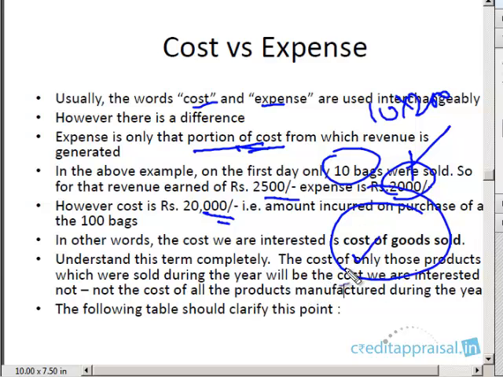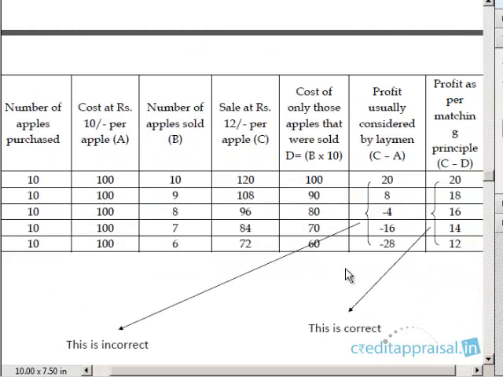Please be very clear on this term, right? Let us take a small table, which I think we were taking as an example earlier, but now this concept will be much clearer. So let us assume that there are 5 scenarios where you have purchased 10 apples and the cost of each apple is 10 rupees.